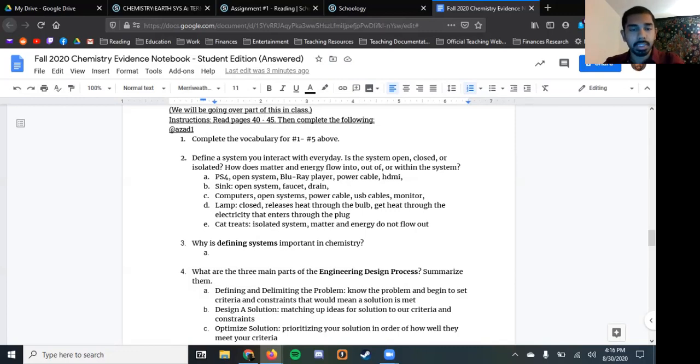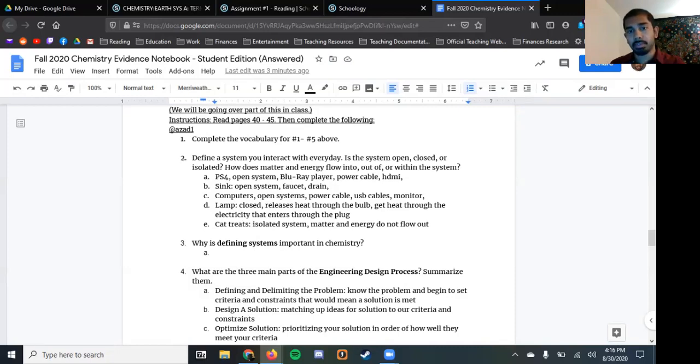A lamp is a closed system because heat is being released through the bulb, and that is thermal energy, and electricity is entering through the plug. So that's where that energy is coming from. No matter is coming out because light technically is not matter, and no carbon dioxide is coming out of the lamp, right? It's not a lantern. So a lamp is a fairly good example of a closed system, right? The only things coming out are electricity and thermal energy. Or the only thing going in is electricity, only thing going out is thermal energy.